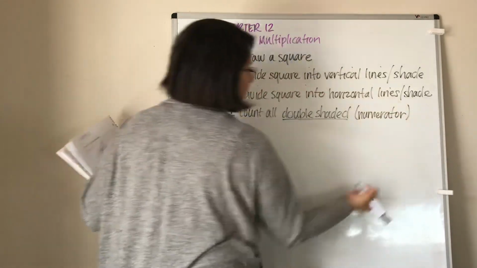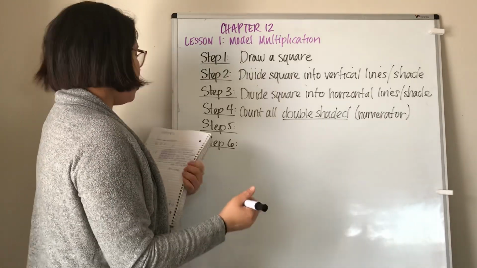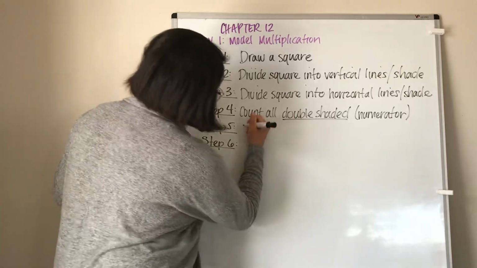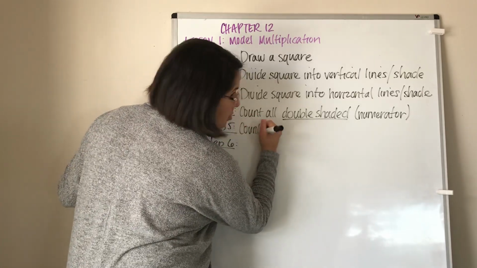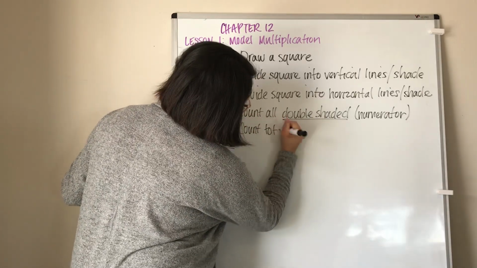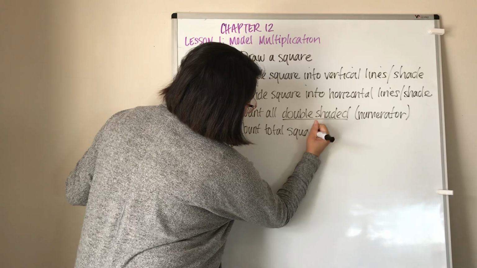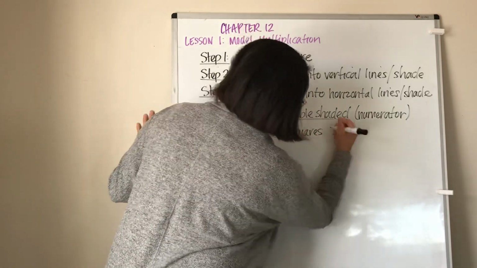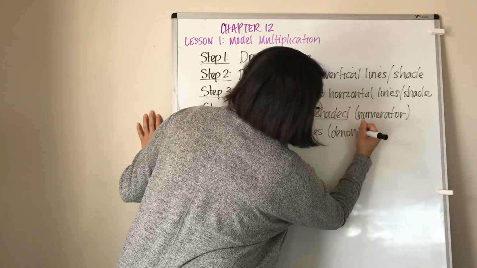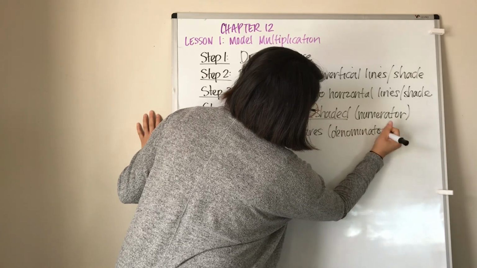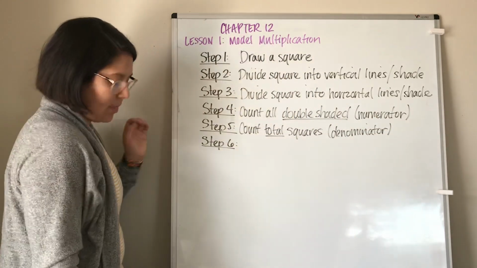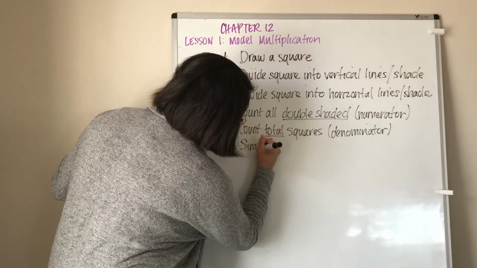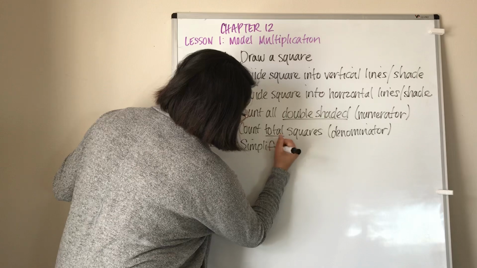And I'm going to explain this, okay? And then your step 5 is going to be, the denominator is going to be count the total squares. Which is going to be your denominator. Okay? And then you're going to simplify. This is going to be when you have a fraction and it might need to be simplified.